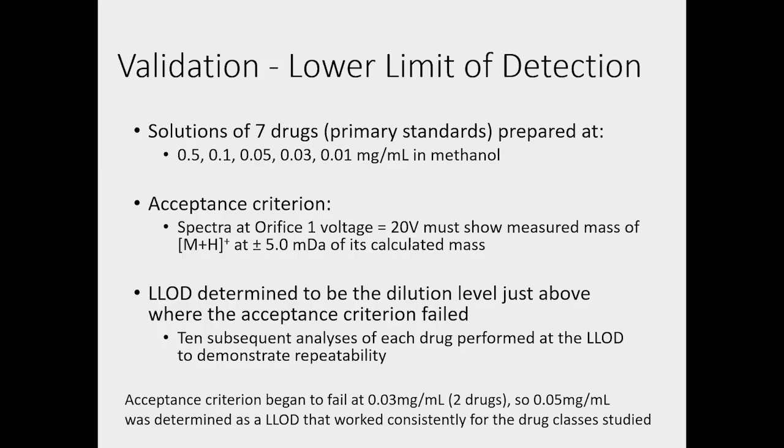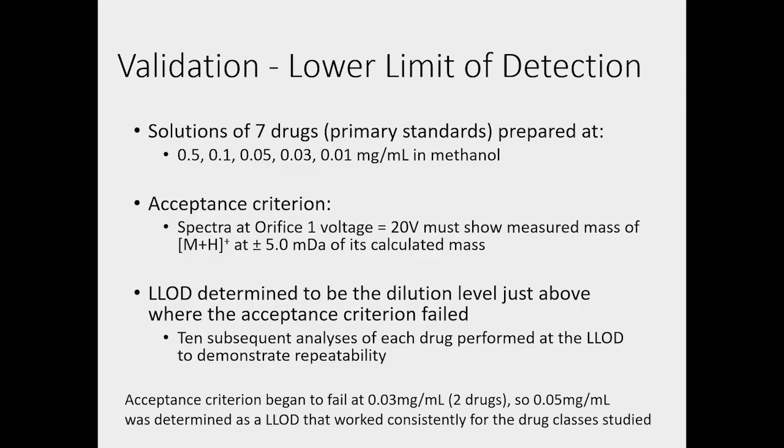They noticed that the acceptance criterion began to fail at 0.03 milligrams per milliliter for 2 of the drugs. So they determined that 0.05 milligrams per milliliter was approximately a lower limit of detection that worked consistently for the drug classes that were studied. Now, if you're used to validations for more toxicological purposes, that might seem like a very loose definition of a limit of detection. Obviously, we were looking at this for screening, so this wasn't meant to be a be-all, end-all, this is our absolute limit. It was really just to get a more general idea of the sensitivity of the technique.